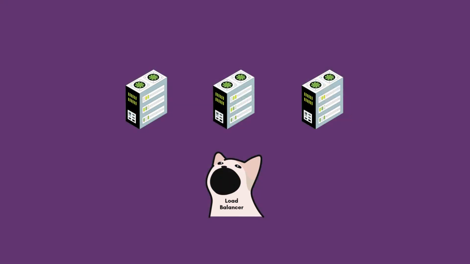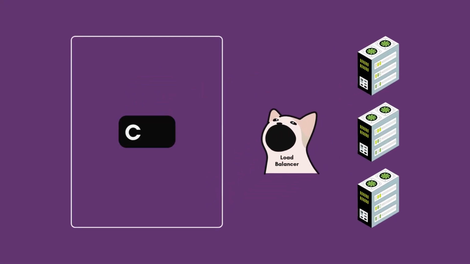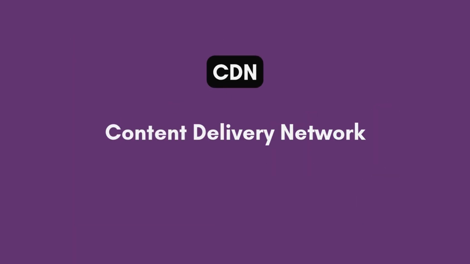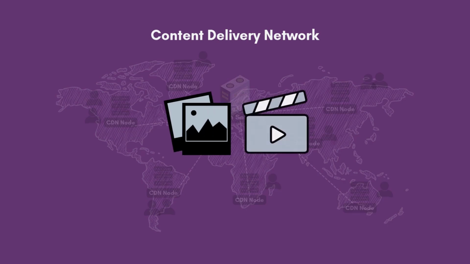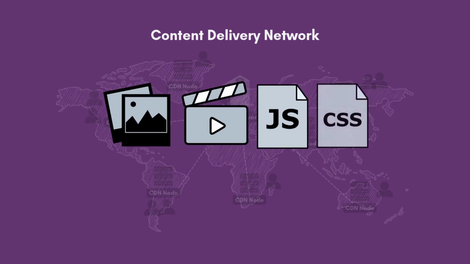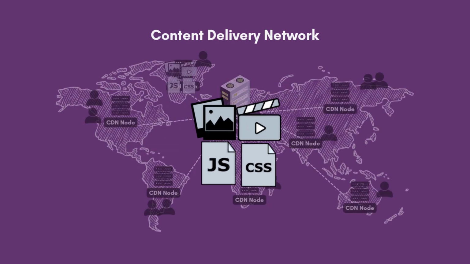Now, we can add another layer in front of the load balancer, a CDN, or Content Delivery Network. A CDN is a network of servers distributed around the world that caches static content, such as images, videos, JavaScript files, and CSS files, closer to users.